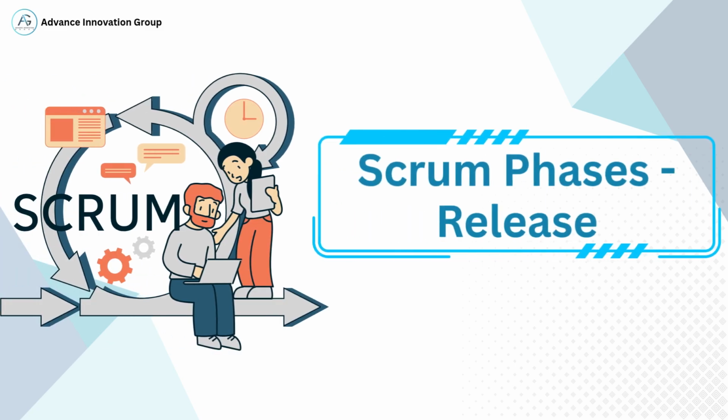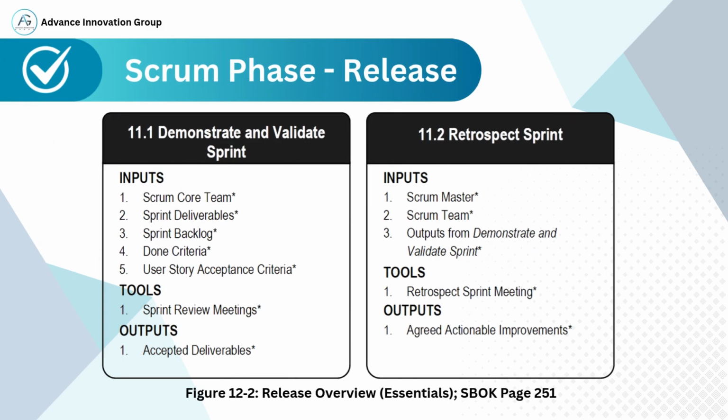Scrum phases, release. This slide presents the release phase in Scrum, which focuses on finalizing and validating the sprint output and then identifying areas for improvement. This phase includes two essential processes: 11.1 Demonstrate and Validate Sprint and 11.2 Retrospect Sprint.